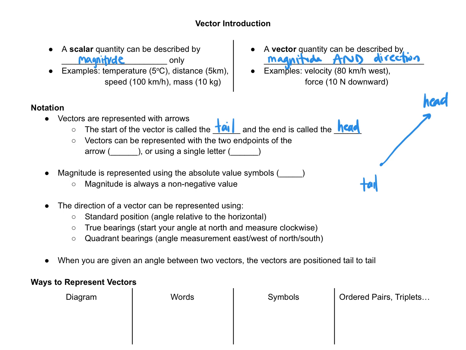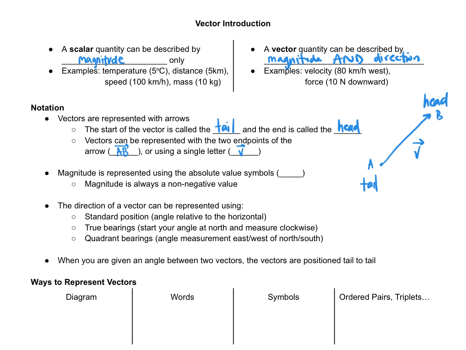Now, we can represent the vector using the endpoints of this line segment or this arrow. So for example, if the arrow starts at A and ends at B, we can represent this vector as vector AB with the little arrow on top. Or I can use a single letter to represent my vector. For example, maybe I just want to call this vector V. So V with an arrow on top.